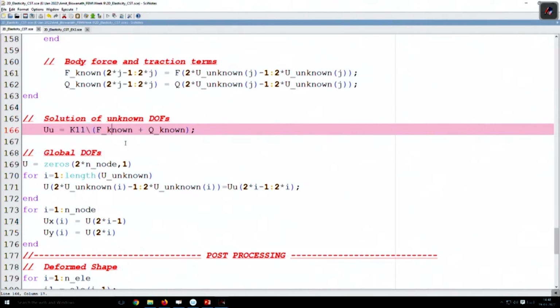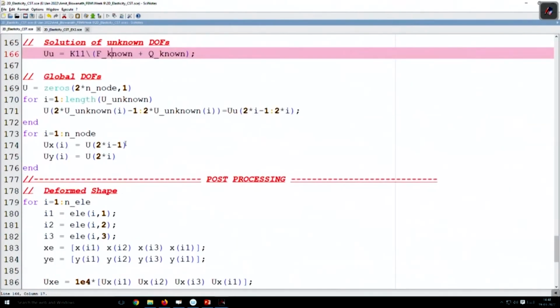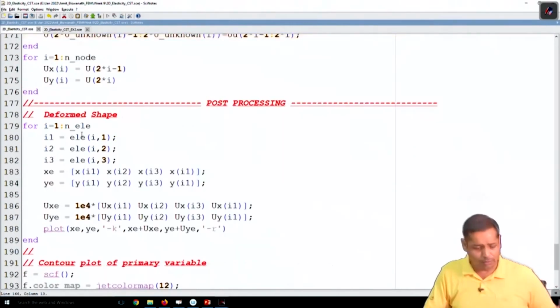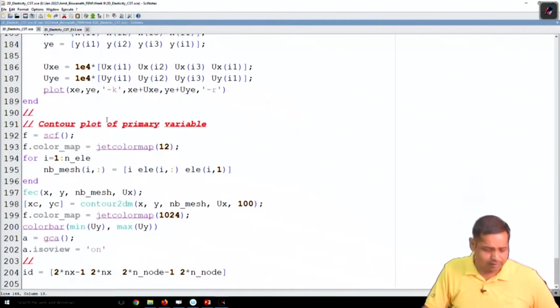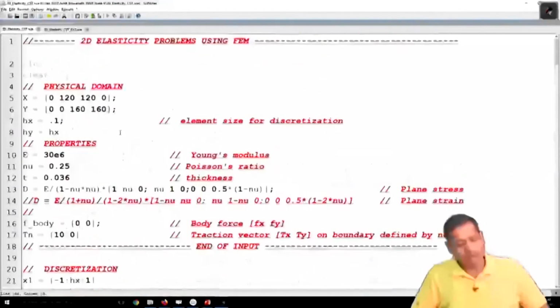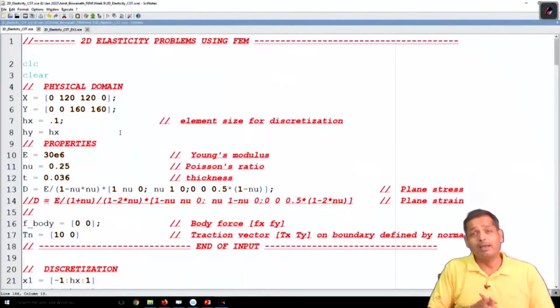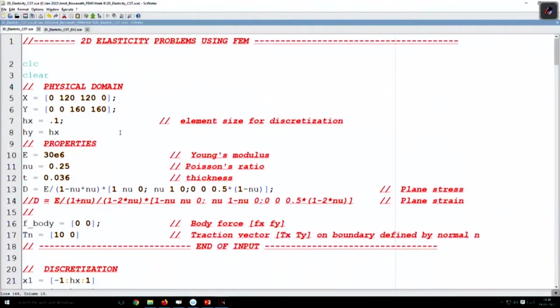Then once we have the solution, the globalization of these degrees of freedom, and the next part is the post-processing: the deformed shape and the contour plot of the primary variable. Then we can compute the stresses as well. We have already discussed how to compute the flux term. In a similar way we can calculate the stress, the stresses at the Gauss points.